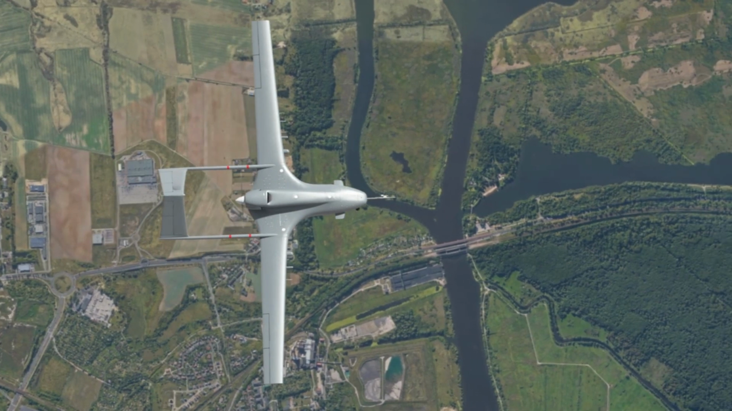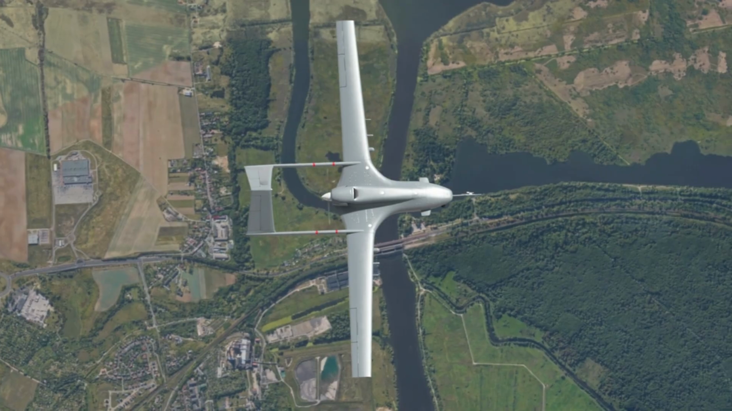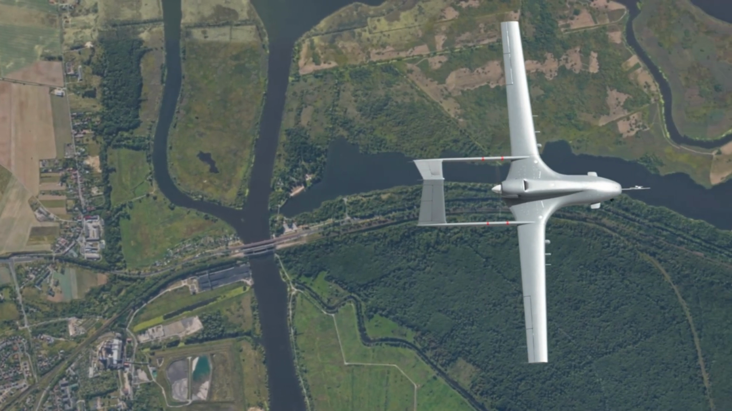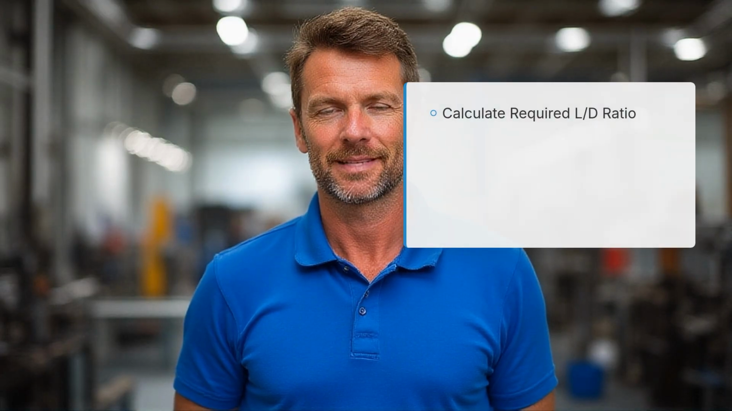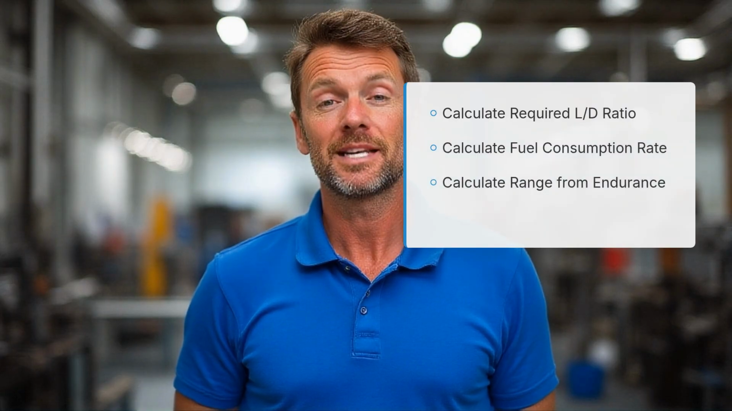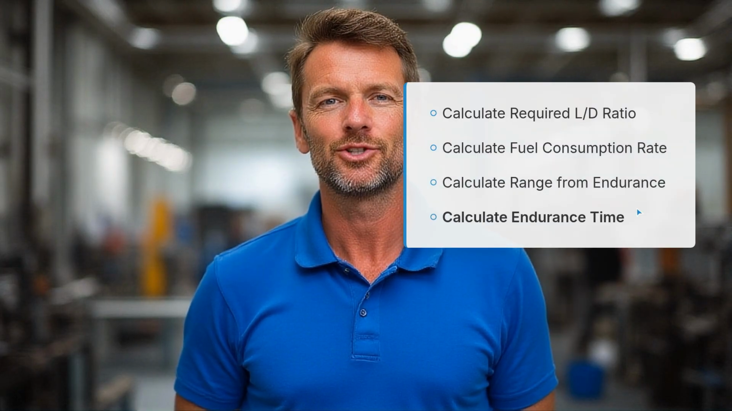First, we have a calculation mode dropdown with 6 options: calculate endurance time, calculate required fuel mass, calculate specific range, calculate required LD ratio, calculate fuel consumption rate, and calculate range from endurance. For this demonstration, I've selected calculate endurance time.